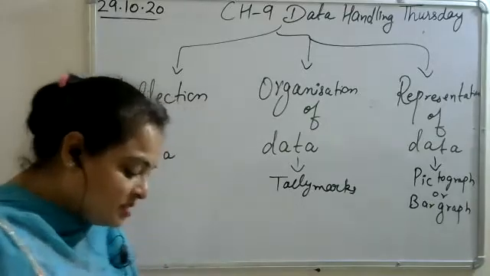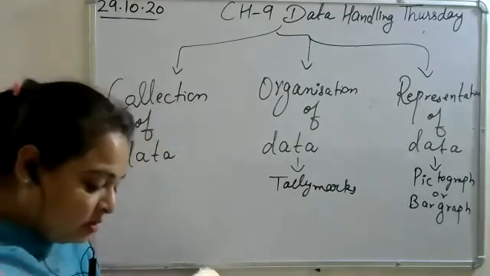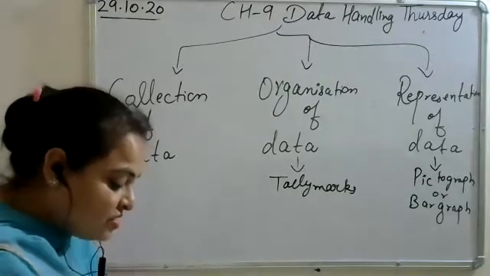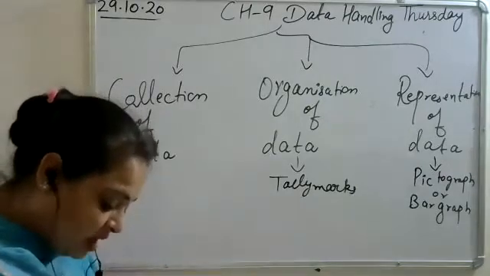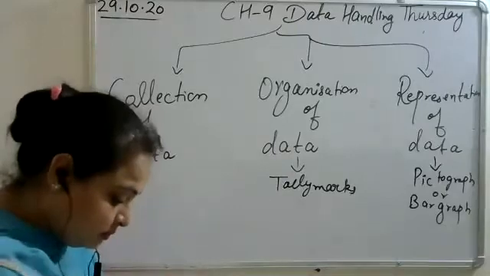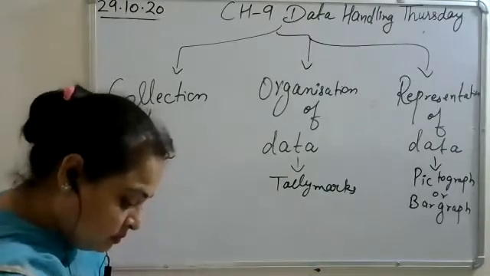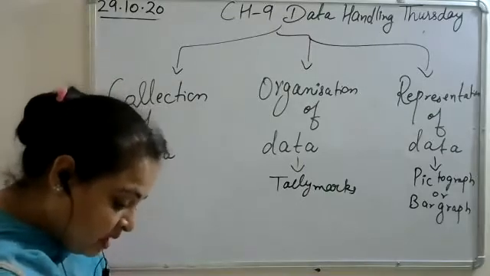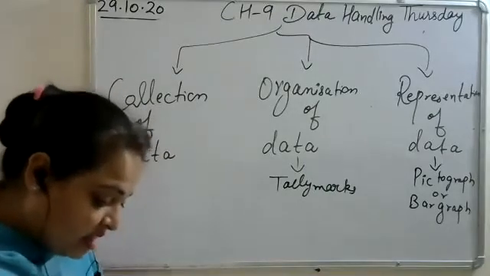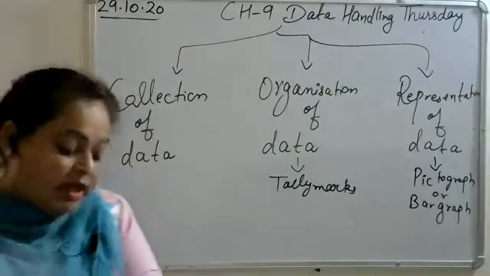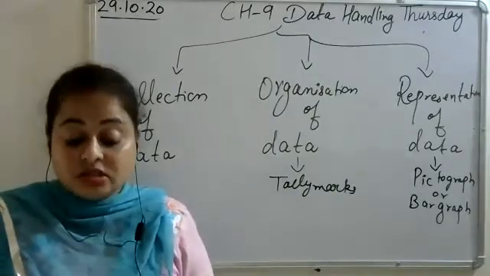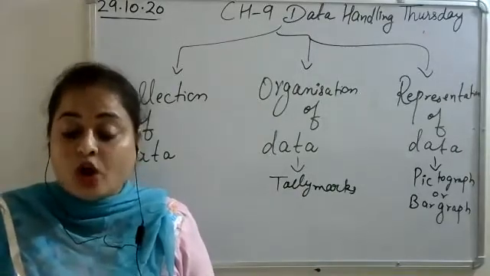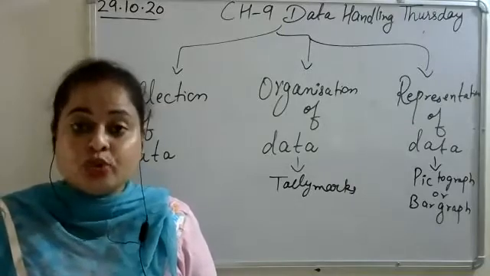Now come to exercise 9.1. Let's start with exercise 9.1, first question. Start writing. In the first question, what is given? In a mathematics test, the following marks were obtained by 40 students.